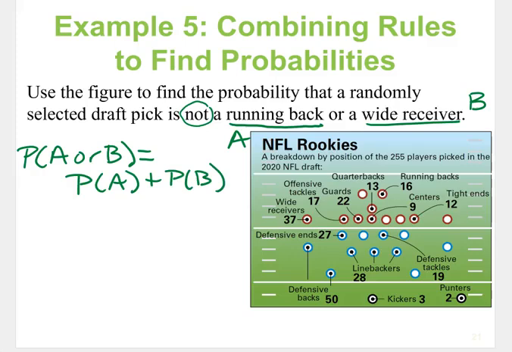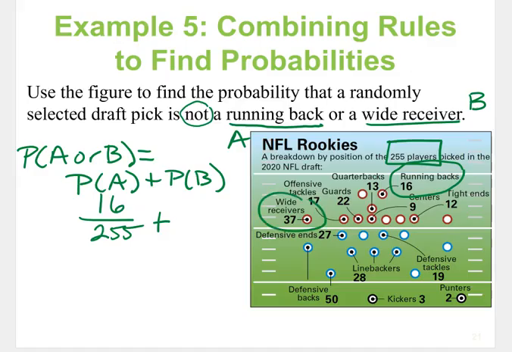So let's see, running backs is right here. There were 16 running backs, 16 out of the 255 players. Notice that was also given to me right here. So make sure you're pulling out as much information from your graphics as possible. Plus, B is the wide receivers, and wide receivers are right here. That's 37 out of the 255. So that is 53 out of the 255, but that's not what I'm trying to find.